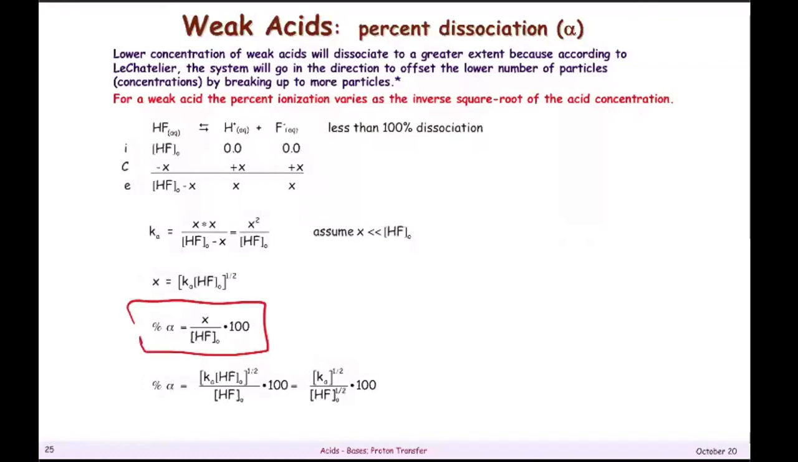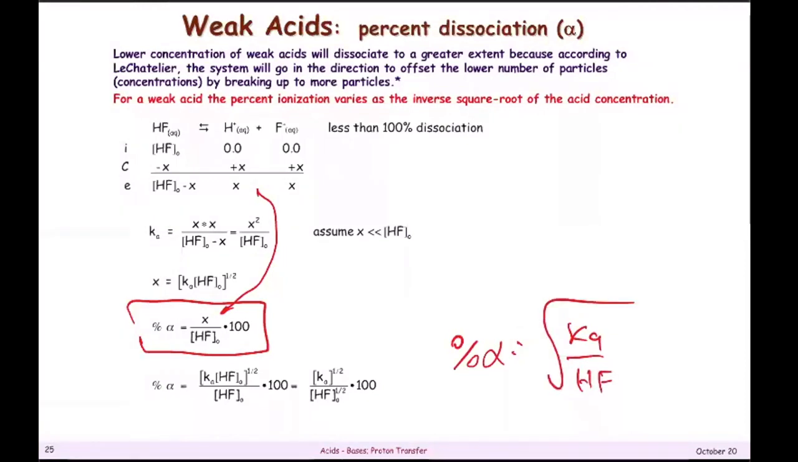Here, X over the initial, okay? Percent alpha is equal to the square root of Ka over HF, times 100. That's the equation you ultimately get when you solve for percent dissociation. It's going to be this equation right here. Okay, what does that tell you?